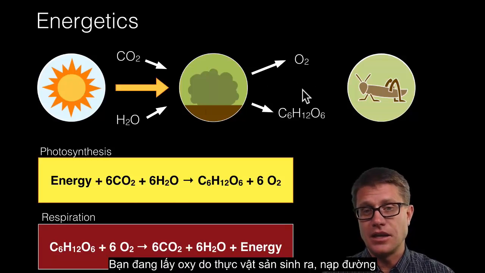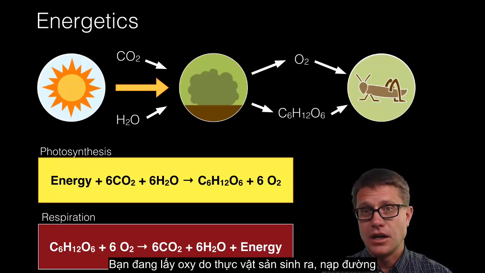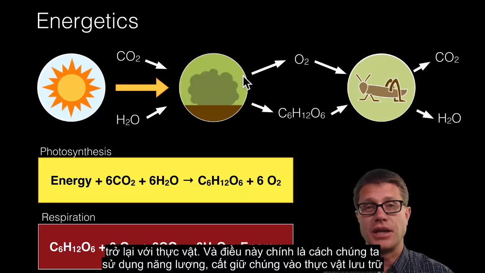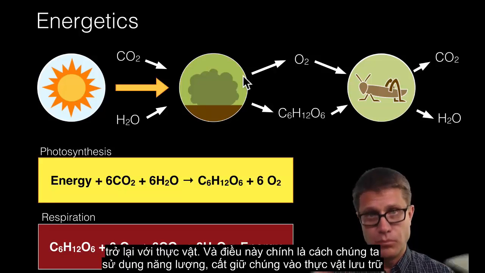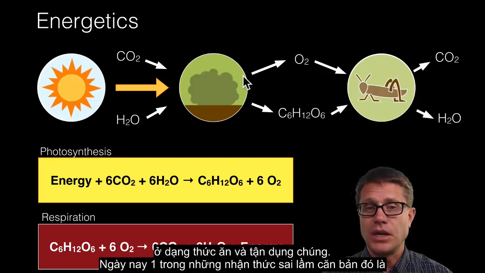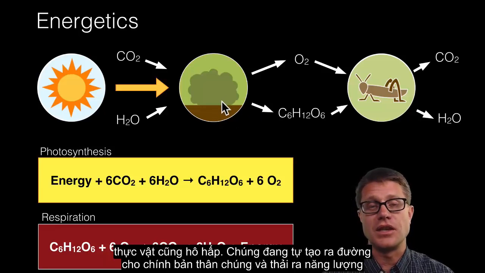So that's what you're doing. You're taking in the oxygen that's produced by plants, taking in the sugar, and you're converting that into carbon dioxide and water. The nice thing is that this can be recycled again back into plants. And so this is really how we take energy, put it in plants, store it in the food, and so we can utilize it as well. Now, one major misconception is that plants are doing respiration as well. They're making the sugar for themselves to release that energy.